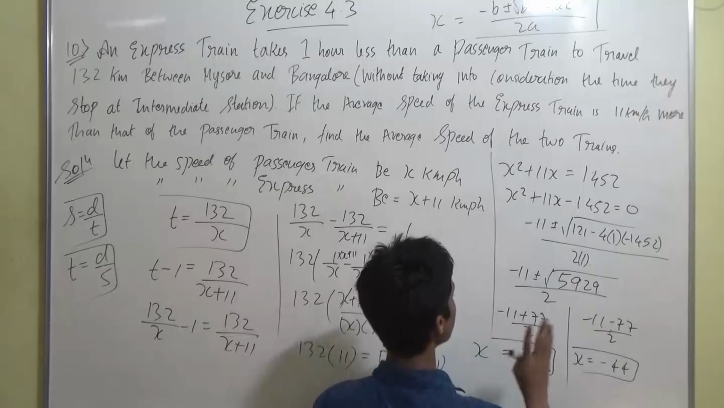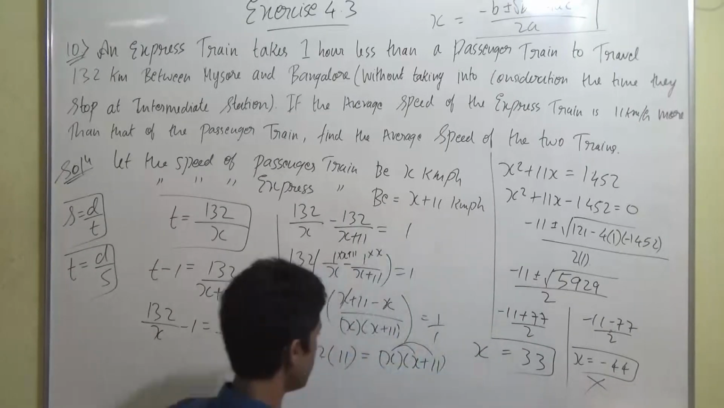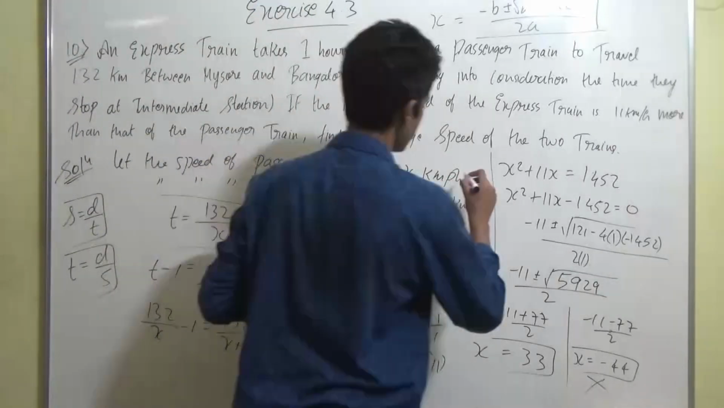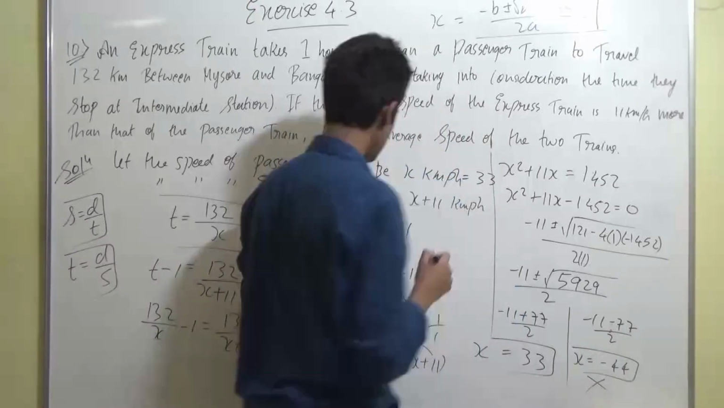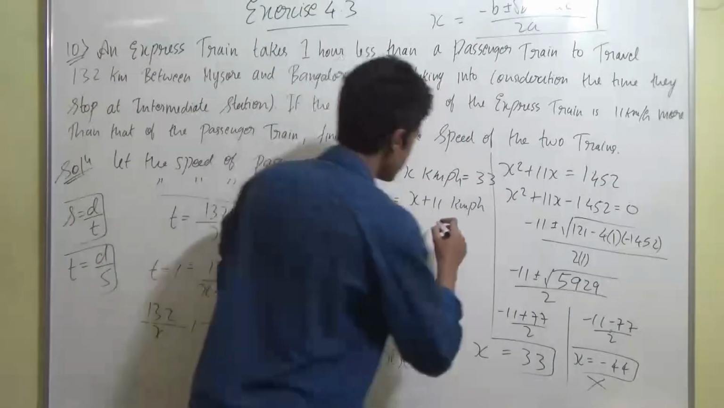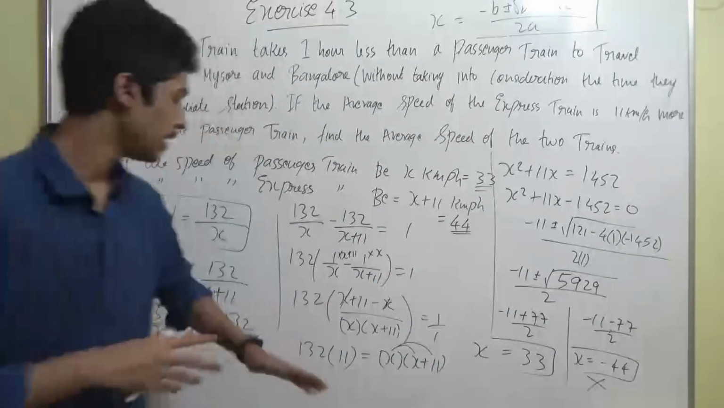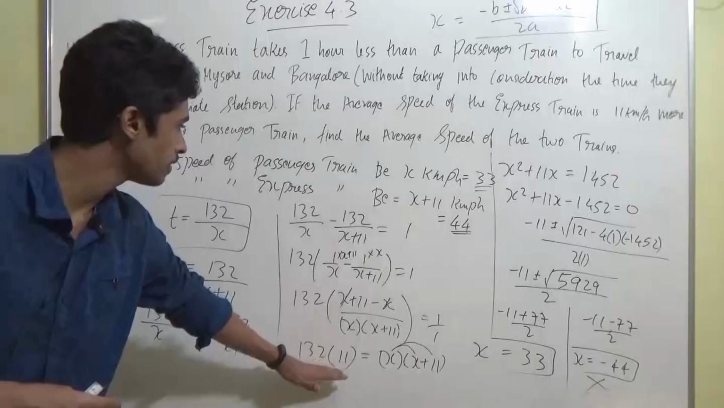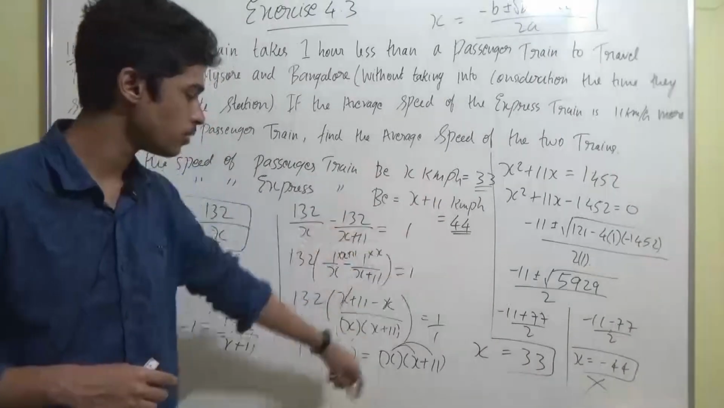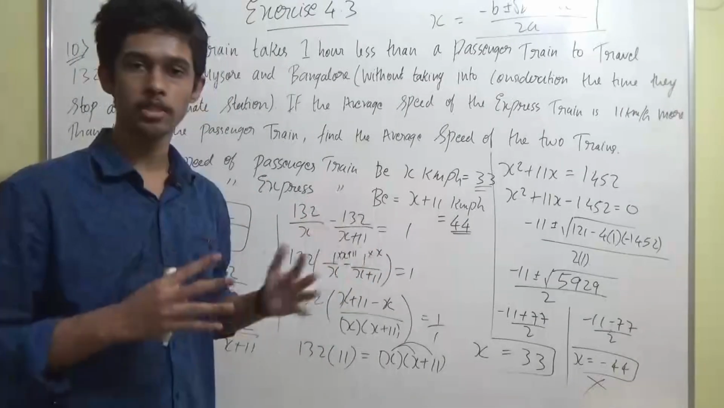Now guys, can the speed of a train be negative? No, not possible. So we'll just eliminate this. So the speed of the passenger train will be equal to 33 kilometers per hour and the speed of the express train is going to be 33 plus 11, that is 44 kilometers per hour. This is the final solution, guys. At last, here there is no space or else I would have written it. At last you will conclude by saying the speed of passenger train equals 33 kilometers per hour and the speed of express train equals 44 kilometers per hour.